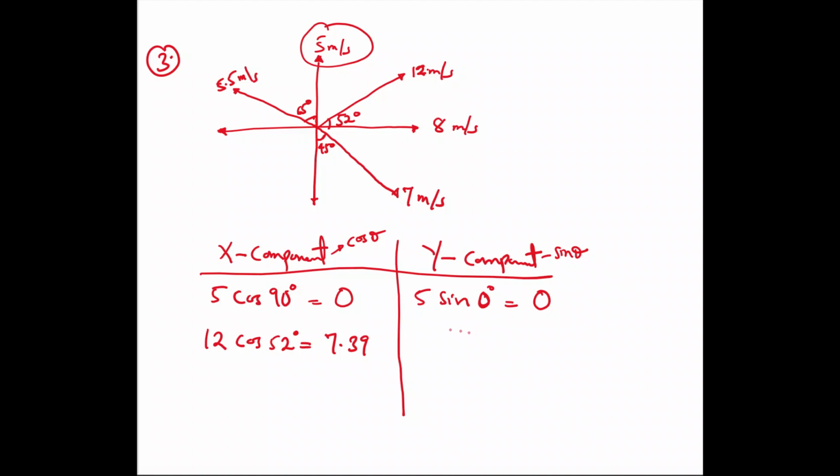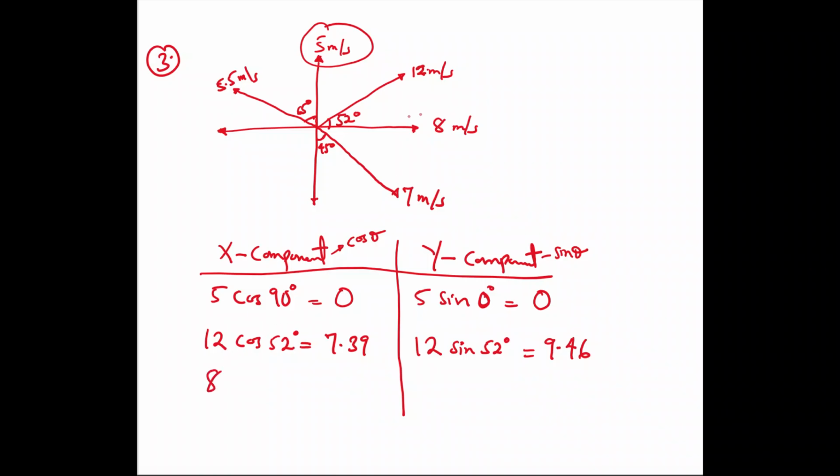So now for the y component, that will be 12 sine 52 degrees. And it is positive in this case because it is up and it is facing towards the right. So that is why we are still putting positive. 12 times sine 52 degrees will give us 9.46.